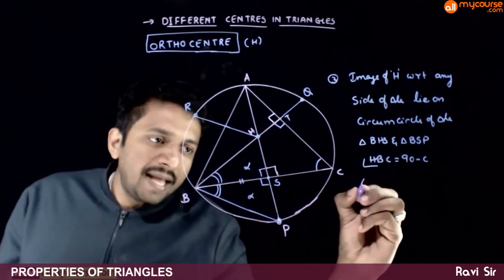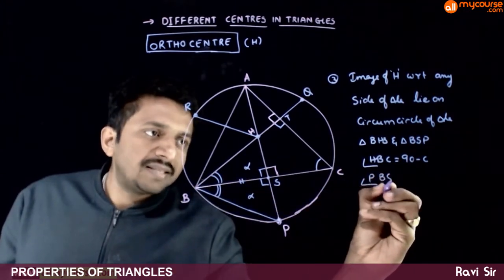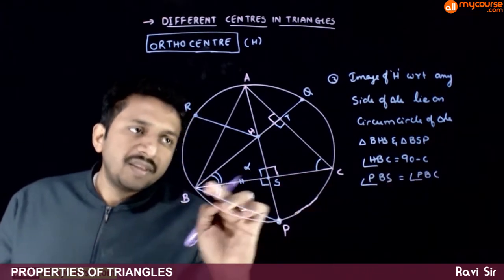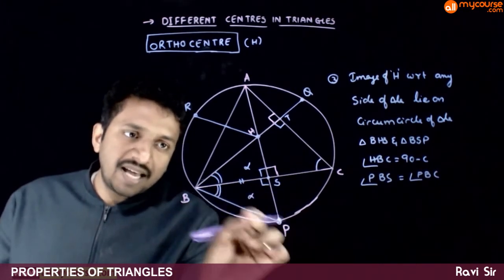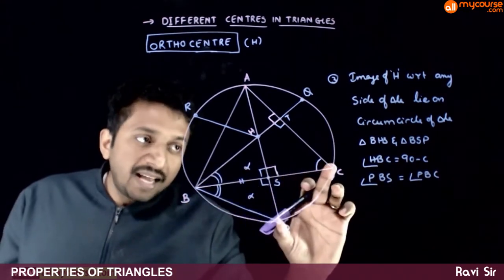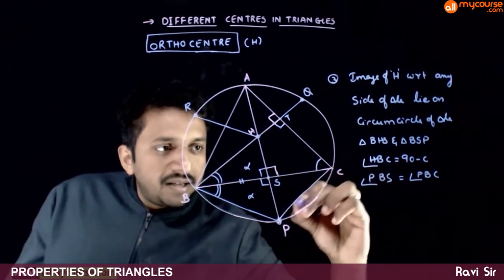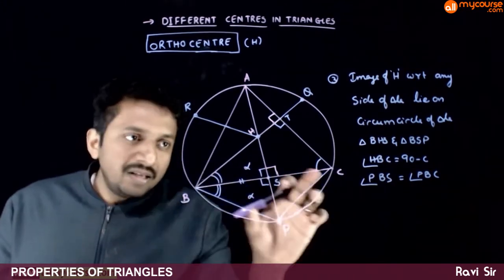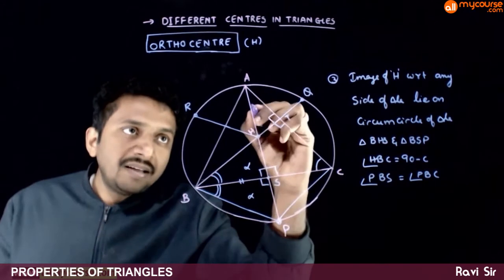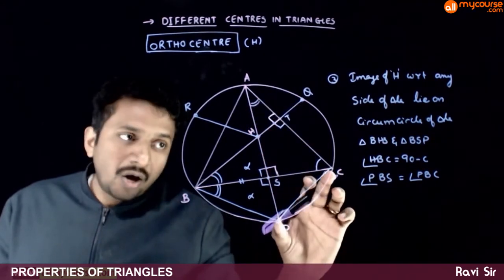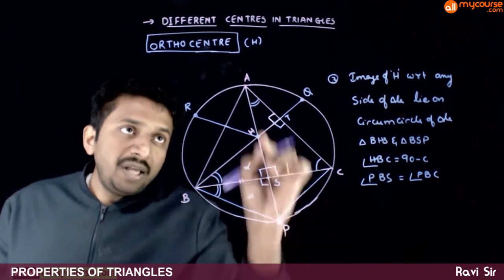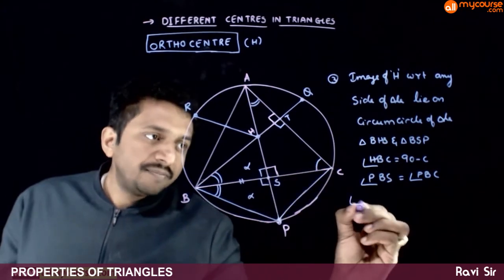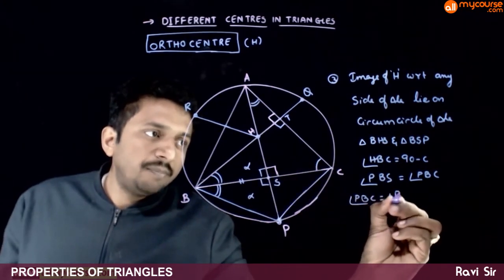Is this angle also equal to 90 minus C? Let us see. Angle PBS is the same as angle PBC. Now angle PBC is the angle subtended by the chord PC on the segment of the circle. This PC also subtends angle PAC on the circumference of the circle. So angle PBC has to be equal to angle PAC.